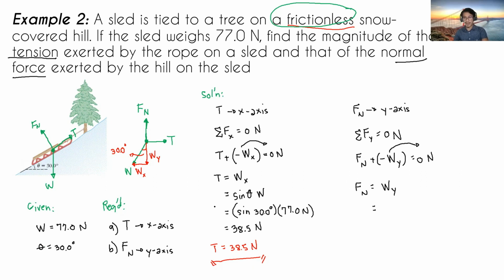And what is the formula for wy? It is the adjacent side, so that means we will use cosine. Cosine 30.0 times 77.0 Newton. And that will give us 66.6839 and so on Newton. How many significant figures? We need 3 significant figures, so our final answer should also contain 3 significant figures. So Fn is equal to 66.7 Newton.